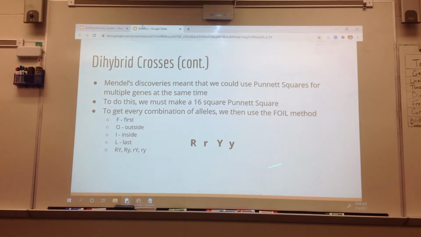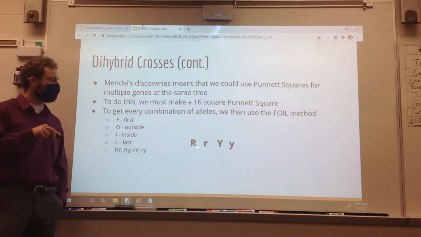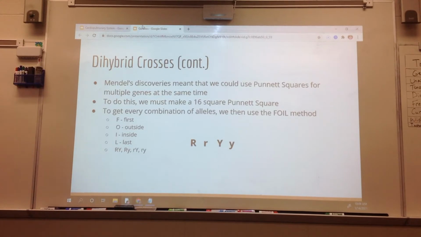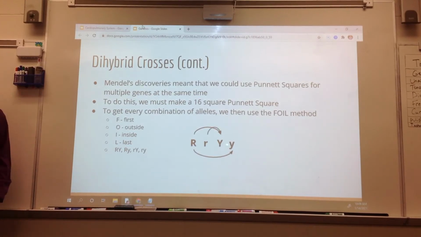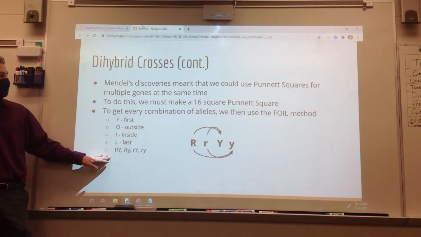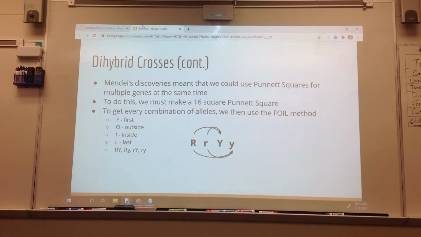Here is a plant that is heterozygous for being round and heterozygous for being yellow. What alleles am I going to have for the F, the first? Capital R, capital Y, the first letters in each group. What about my outside? Capital R, lowercase y, the letters on the outside. What about inside? Lowercase r, capital Y, the two letters on the inside. And finally for last, lowercase r, lowercase y, the last letters of each pair. So this gives me the 4 different combinations I need in order to correctly do a dihybrid Punnett square.